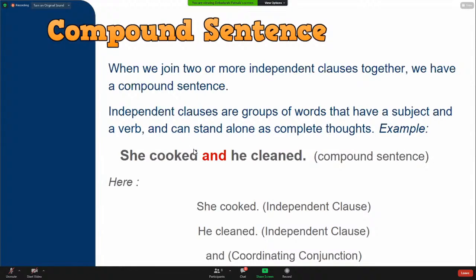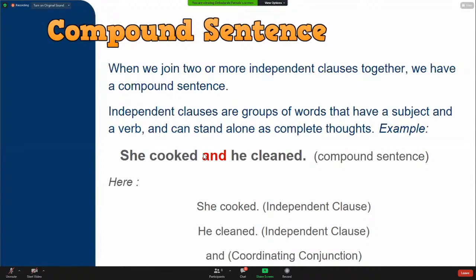Suppose I say, she cooked. If I say only she cooked, then it is also a very good sentence. There is no problem. It has a separate meaning. It is a complete independent sentence. Then if I say he cleaned, it also has a separate meaning. It is a complete independent sentence. But I want to join them, so I will use a conjunction word, and, and I will join them.